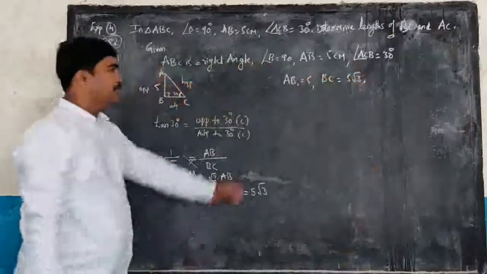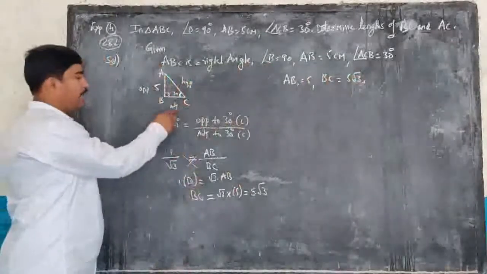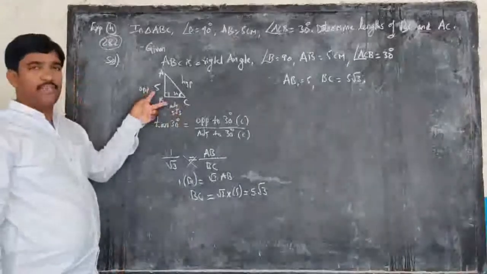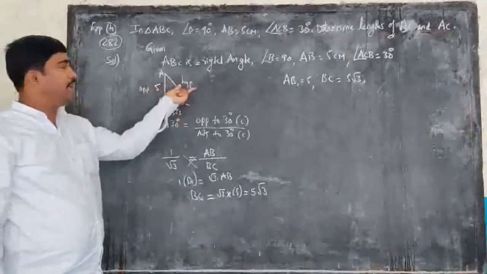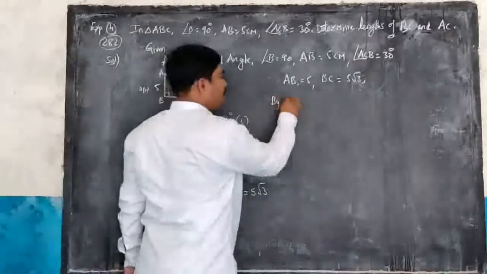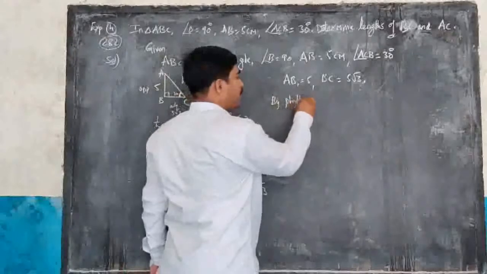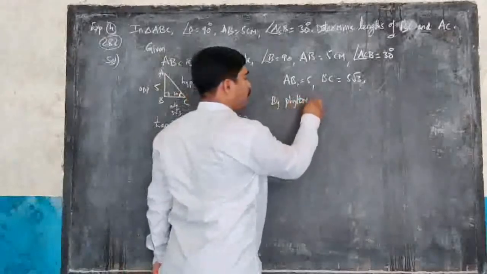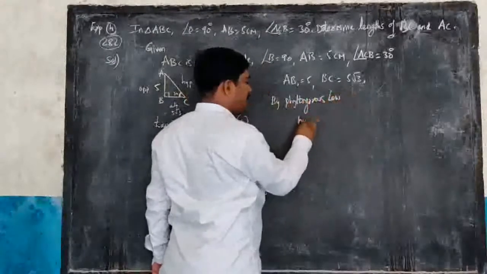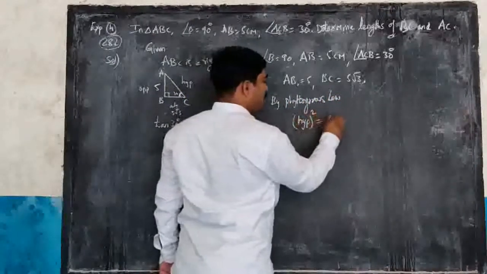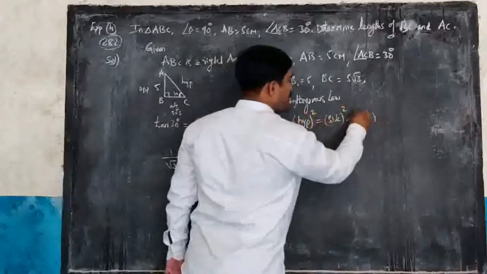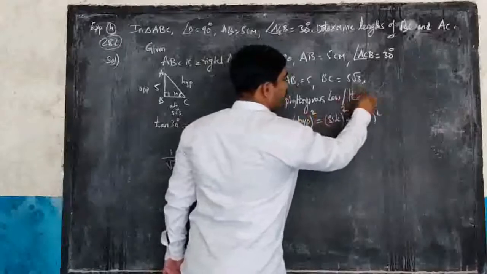Now, here I am getting the lengths of two sides, but I need the hypotenuse. So I find the hypotenuse by the Pythagoras law. What is the Pythagoras law from the figure? Hypotenuse square is equal to side square plus side square. You can say law or theorem.